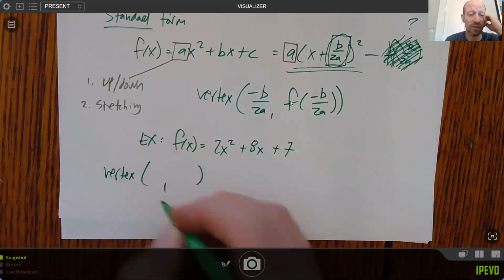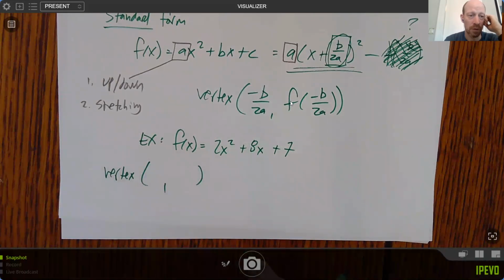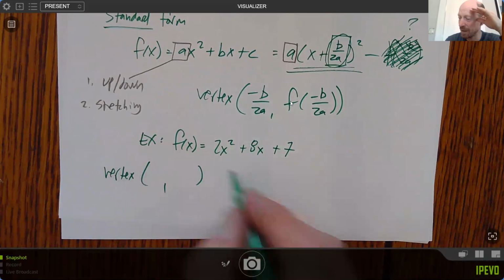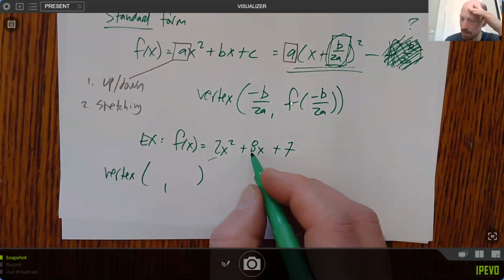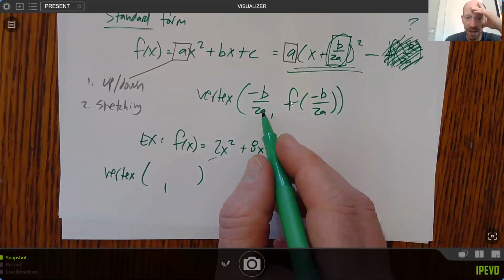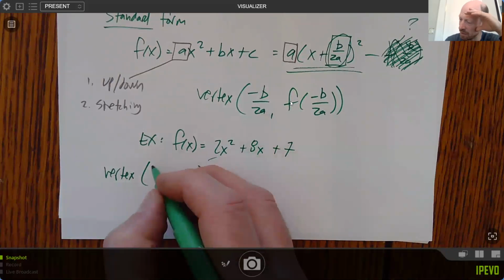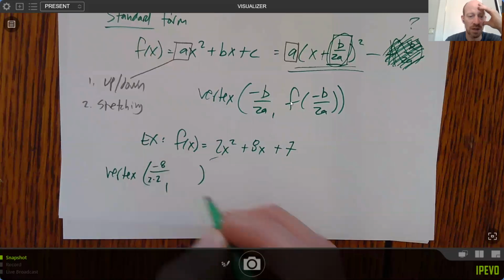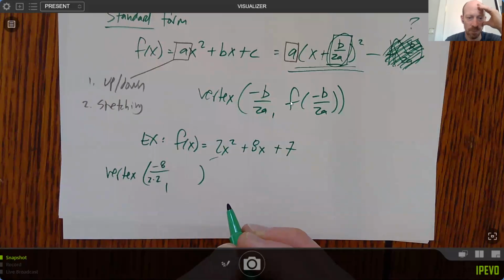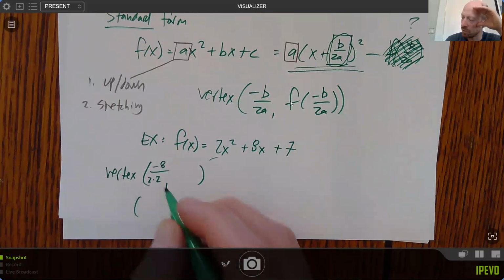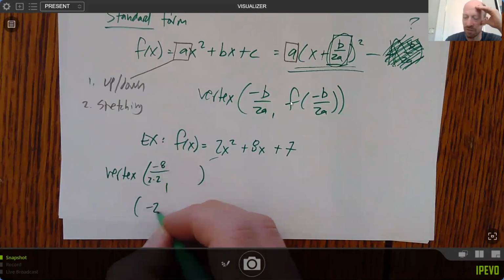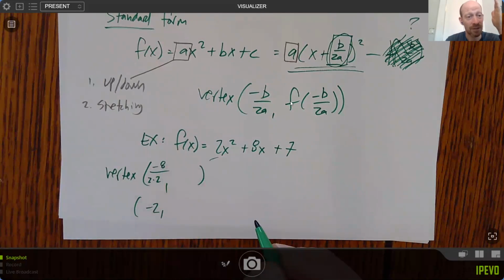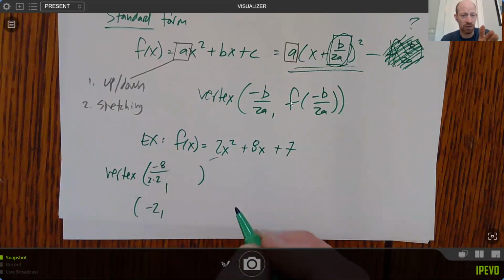Remember, the vertex is an ordered pair. So I need the x and the y, but when it's in this form, I need the x first. And the x comes from this formula. Negative b, so that's negative 8, over 2a, which is 2 times 2, or 4. So that's negative 8 over 4, which is negative 2. That's the x value of the vertex.